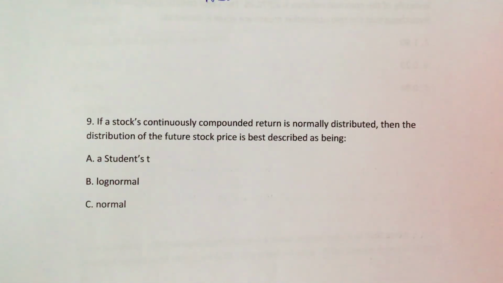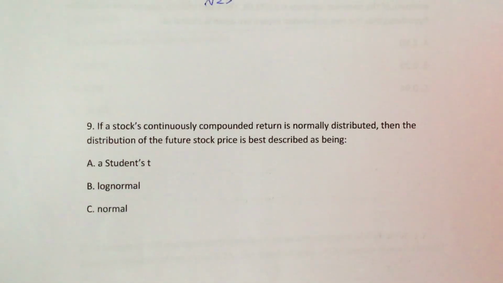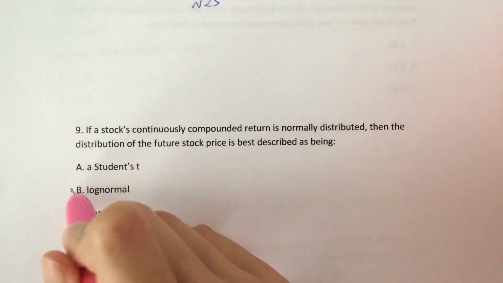Question 9. If a stock's continuously compounded return is normally distributed, then the distribution of the future stock price is best described as being A. a student's t, B. log normal, C. normal. If a stock's continuously compounded return is normally distributed, then the future stock price is necessarily log normally distributed. The correct answer is B.